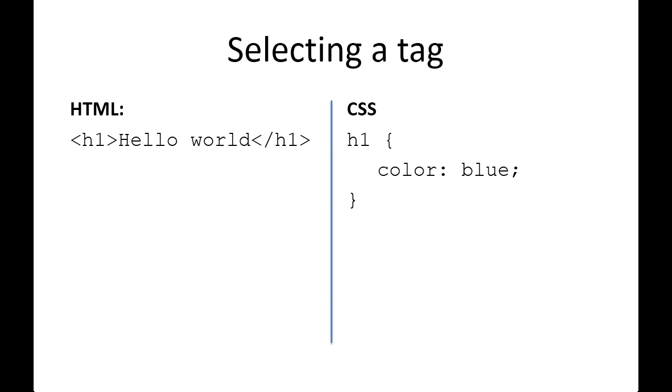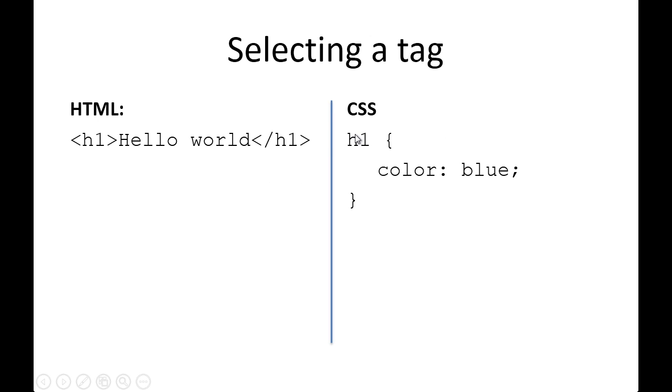So here you see this is how you select an HTML tag. On the HTML side, let's say, for example, we have our favorite h1 tag, which is the heading tag. And you want to change the property of all the h1 tags, meaning that every single time you use the h1 tag, it looks different. So you don't have to do anything on the HTML side, obviously.